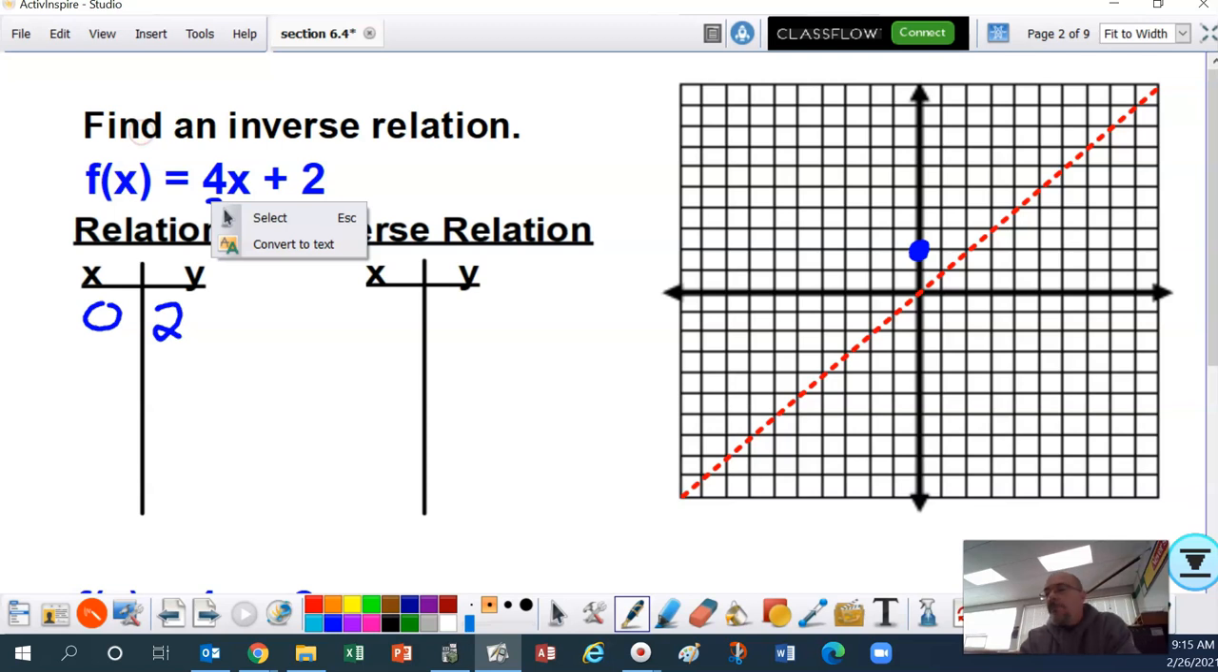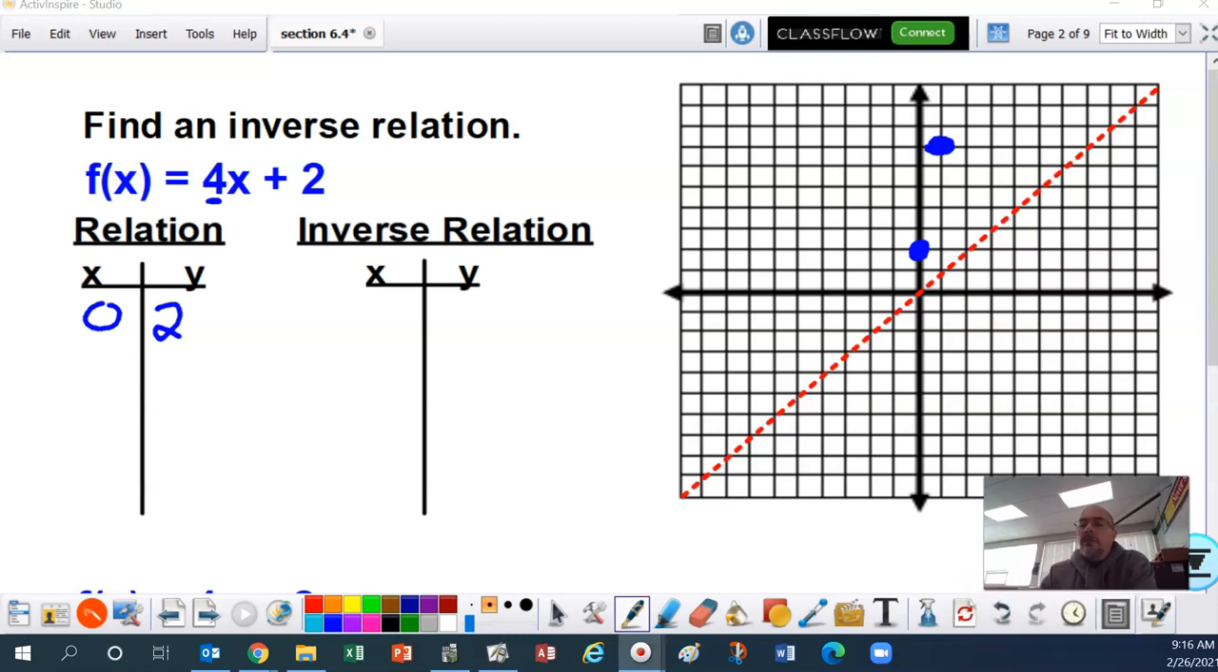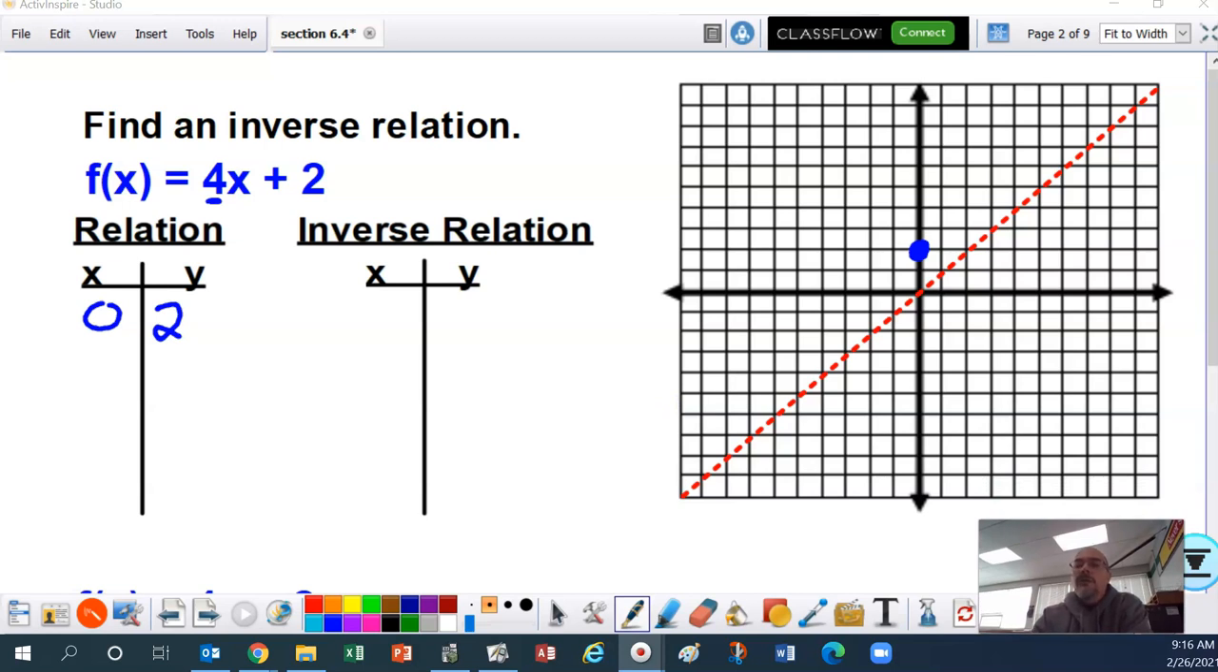Now, the slope says up 4 over 1. So I'm going to go up 4: 1, 2, 3, 4, over 1. Now that ordered pair is 1, and then 1, 2, 3, 4, 5, 6, 7. I think I went up too many here. Hold on, ladies and gentlemen, let me do that again. Up 4 over 1. So 1, 2, 3, 4. Okay, I think I was up a little too high. Up 4 over 1. Now that ordered pair is 1, 6.